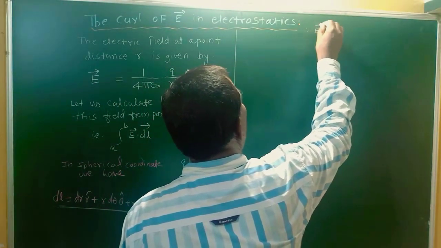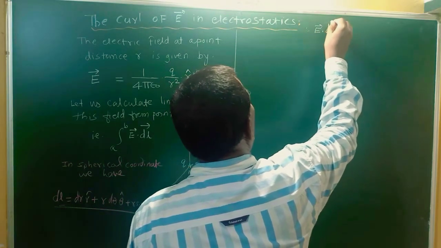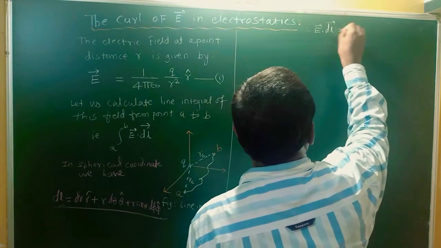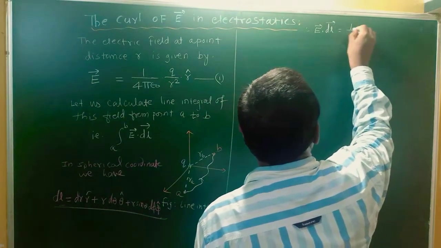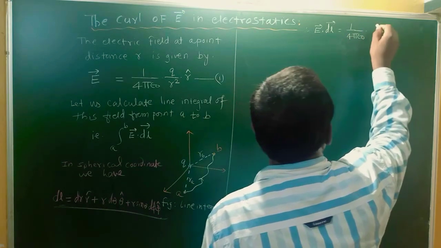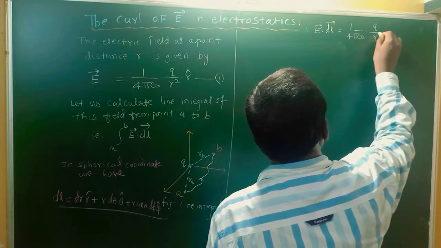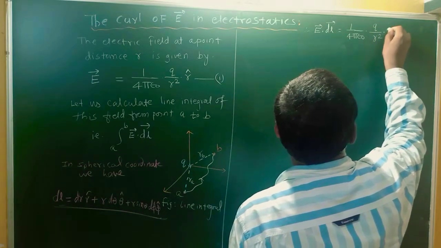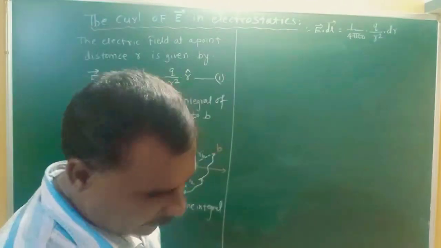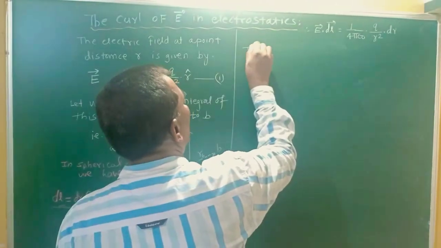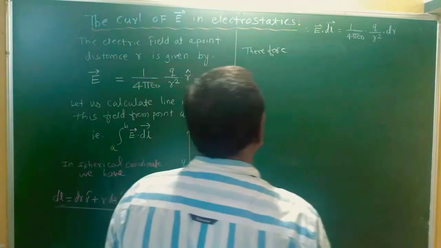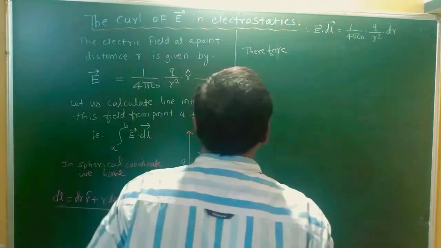E bar dot dl bar, we have to consider E is nothing but 1 upon 4 pi epsilon naught into Q upon r square, and dl is nothing but dr, that is what we have to consider here. Therefore, we have to calculate the line integration. Now, what is line integration?